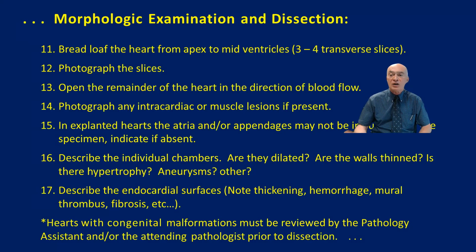So for the next step, we are going to section the heart from apex to mid ventricle, about 3 or 4 transverse slices, about 5 millimeters in thickness each one. Take pictures, lay the slices in sequence, and take pictures of all of them, and then close-ups in case you find areas of necrosis or hemorrhage or any kind of thinning of the wall.